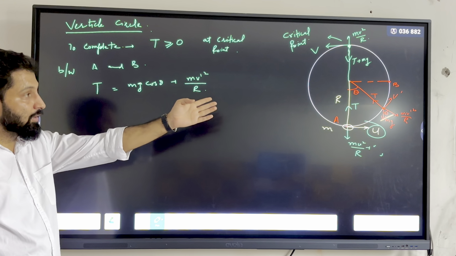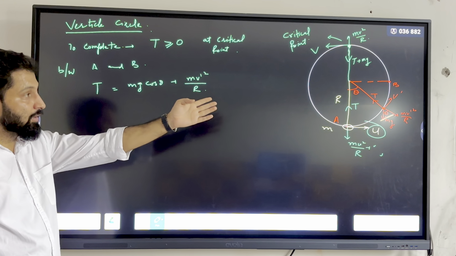It can be from 0 to 90. So it's in the first quadrant. And in the first quadrant, is cos theta an increasing function or decreasing function? Obviously, it is a decreasing function. So if theta increases, cos theta decreases. That means this thing decreases. Obviously, the velocity of the body, the speed of the body, also decreases. So we can say that between A and B, what happens to the tension? Tension decreases. Between A and B, tension decreases.